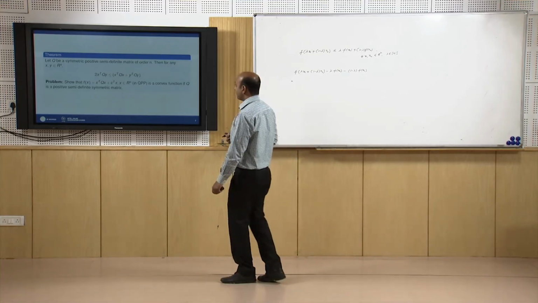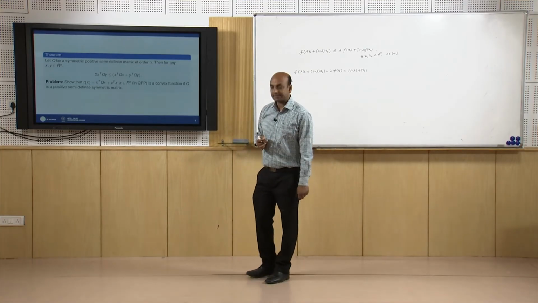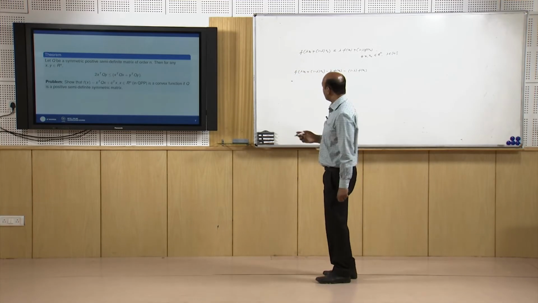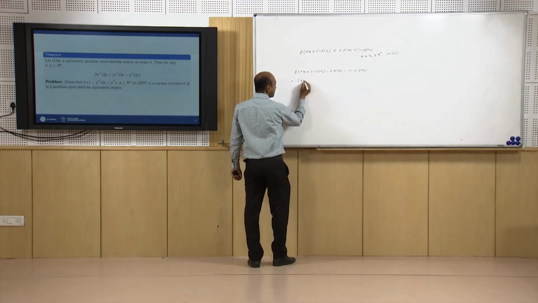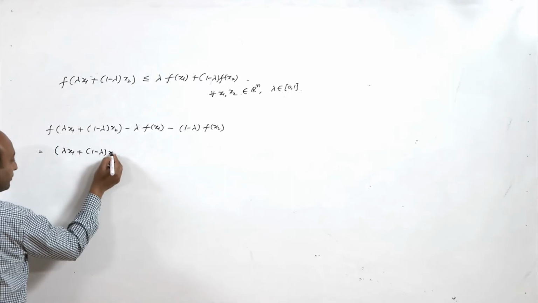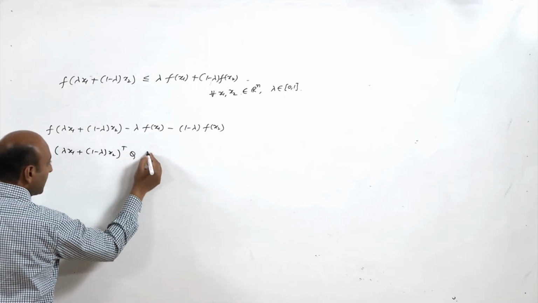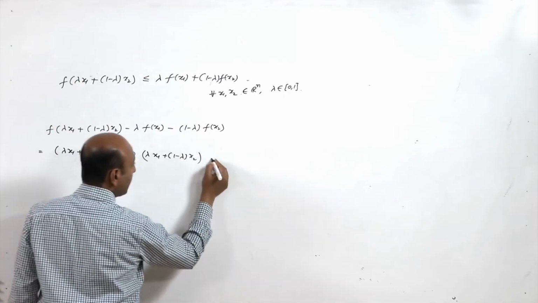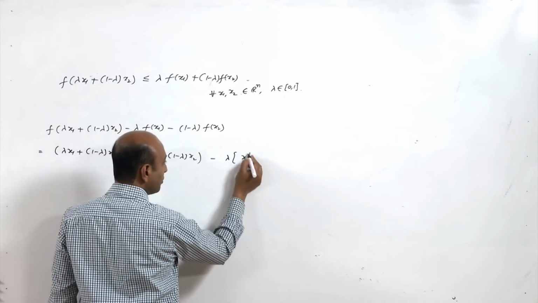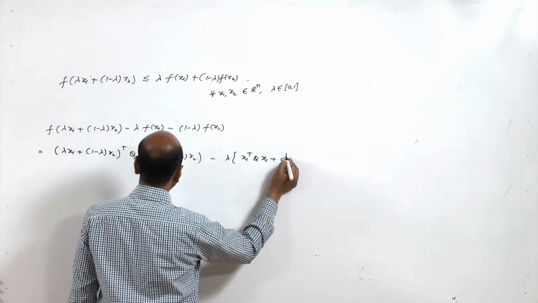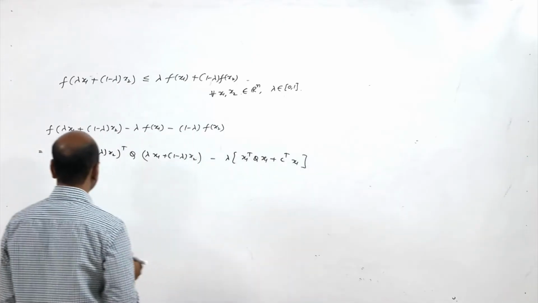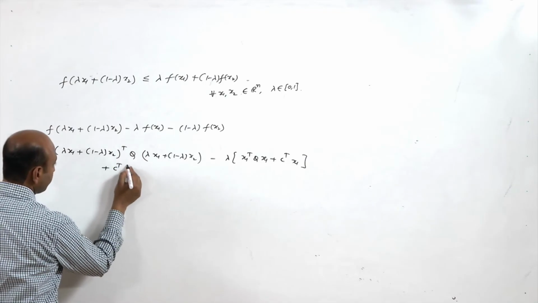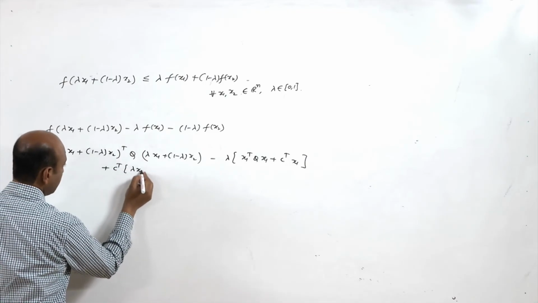Now, what is f? f is x transpose Qx plus c transpose x. So, what will be f of lambda x1 plus 1 minus lambda x2? You replace x by this term. This is lambda x1 plus 1 minus lambda x2 whole transpose Q lambda x1 plus 1 minus lambda x2, minus lambda f of x1, which is x1 transpose Qx1 plus c transpose x1. Okay, we are left with two more terms here, that is plus c transpose lambda x1 plus 1 minus lambda x2.